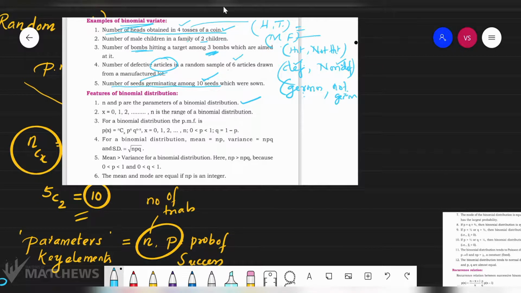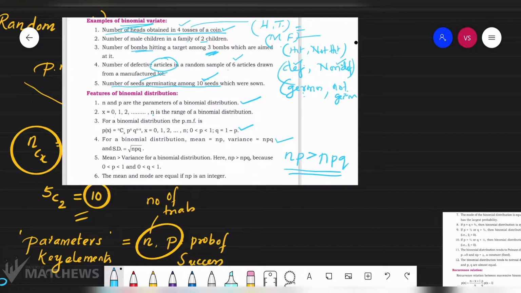The range, you have seen that it goes up to N. Fine, we can write a binomial distribution. This is the PMF of it. I have told about the mean and variance also. Remember, in a binomial distribution, mean is always greater than variance: NP is greater than NPQ. Is that okay? So these are some of the points that you should remember, students.